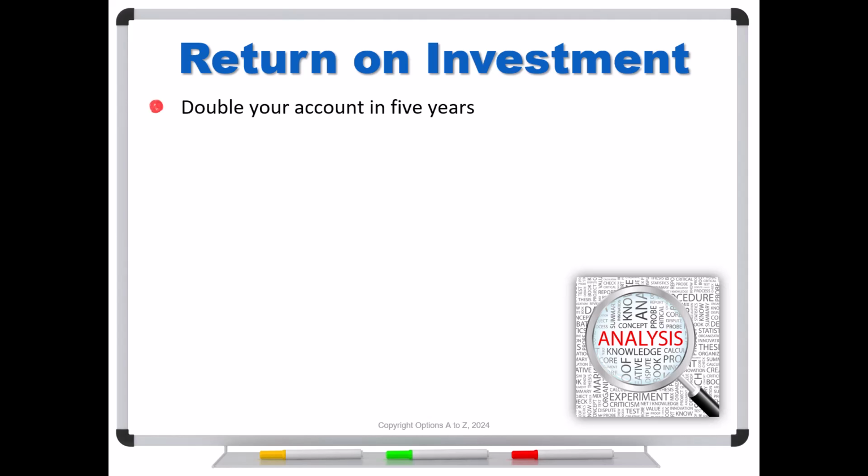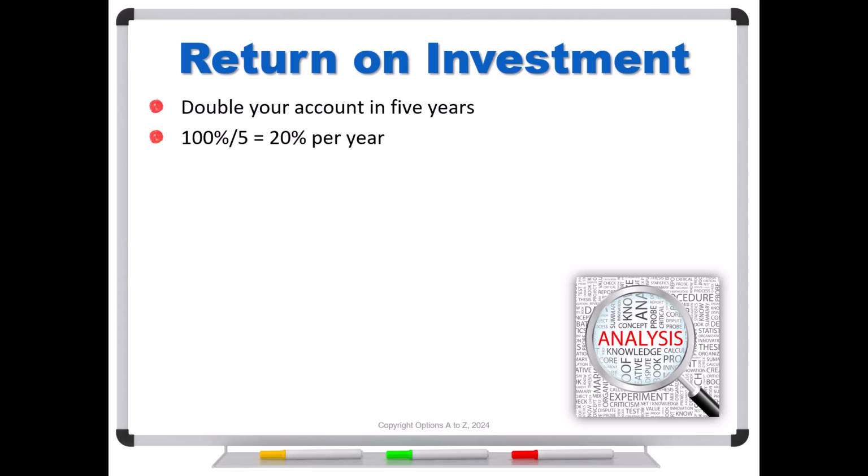So let's say that you wish to double your account in 5 years. In other words, you want 100% on your money. It's a twofold on your money, but it's 100%. And the mistake that people make is they'll say, well, 100% divided by 5 years is 20% per year. That's an arithmetic calculation and it doesn't account for compounding. And that's the problem. If you try to shoot for 20% per year, you're going to take on far more risk than you actually need.